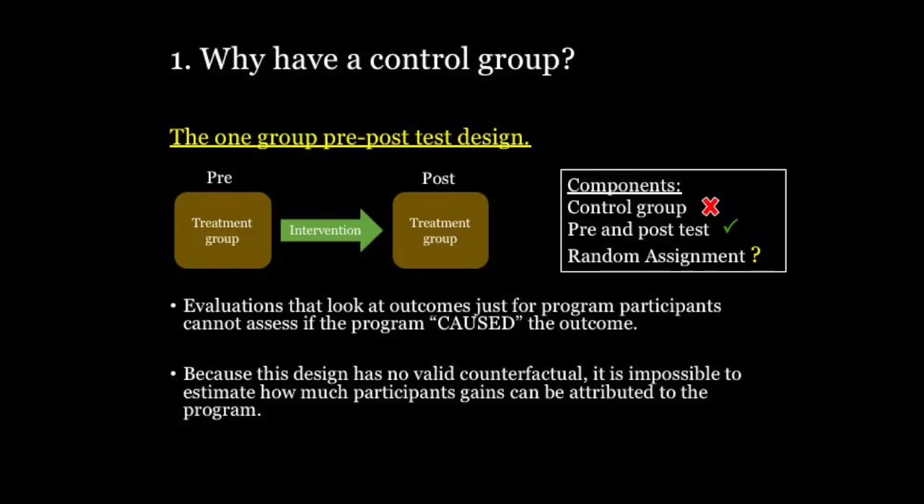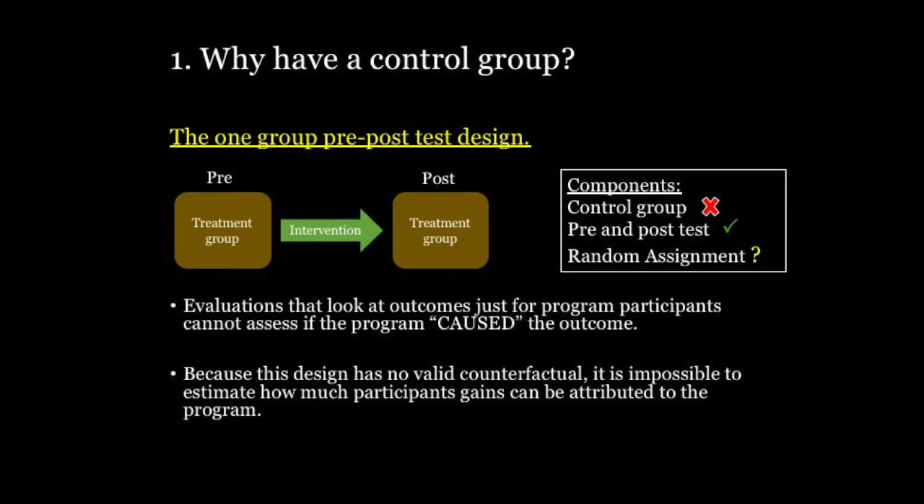So how would research look without a control group? It would look something like this, and this is called the one group pre and post test design. In this design, you don't have a control group, but you do have a pre and post test, and you may or may not have a random assignment into a treatment group. Well, evaluations that look at outcomes just for the program participants cannot assess if the program really caused the outcome.